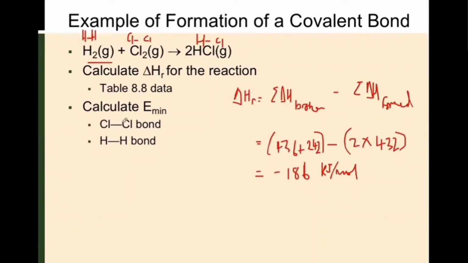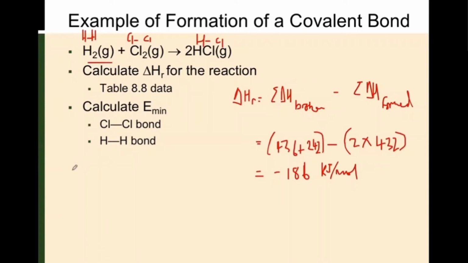Then we want to know what the E-min for a Cl-Cl bond is, and what an H-H bond is. So we'll just do it for Cl-Cl, and then I'll let you do the H-H bond yourself, just to make sure that you're familiar with the process. So this is going to be the minimum energy required to break a Cl-Cl bond. We want to know what the energy for a mole of Cl-Cl bonds is, so that we can find out what 1 bond energy will be.